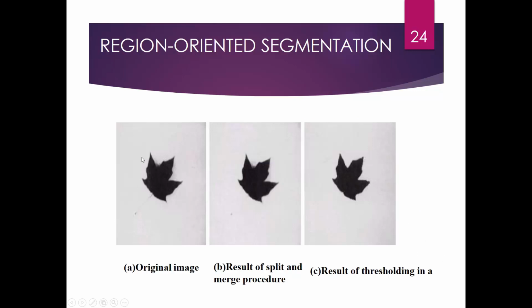So you can see an example in which this one is the original image, this one corresponds to the splitting and merging operation, and this one corresponds to the thresholding operation. As you can clearly see in the segmentation after thresholding, this fine information has been missed out. While in the case of the splitting and merging operation, you can clearly see these finer details that are present in the original image.